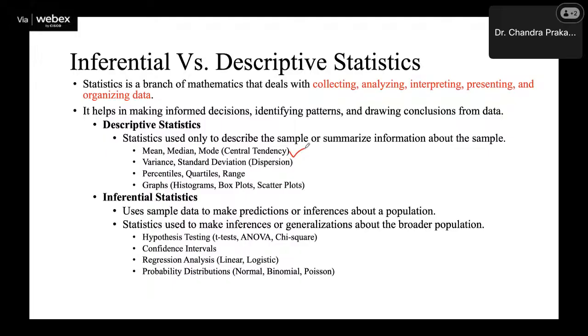Likewise, we can also come up with the variance and standard deviation in it. We can also represent that particular sample population in terms of the percentile or the range, or using graphs also. In that we use the box plot, scatter plot, or histogram. The other statistical method is the inferential based. In that, we use sample data to make predictions or inferences about the population, right?